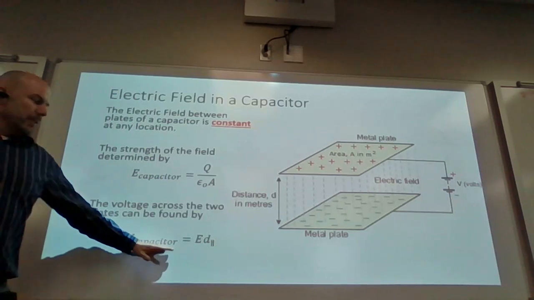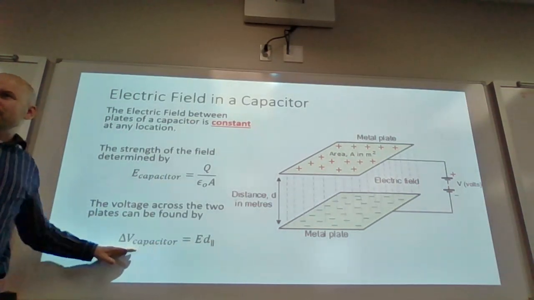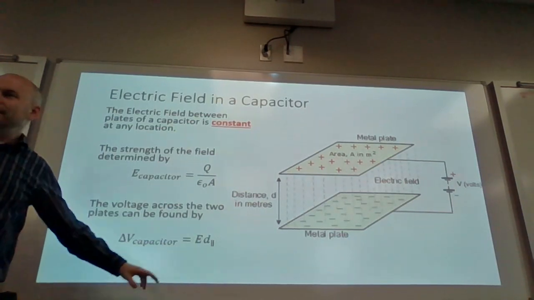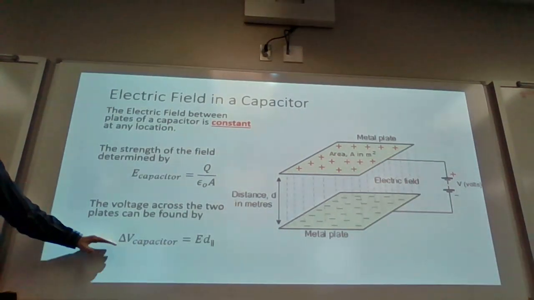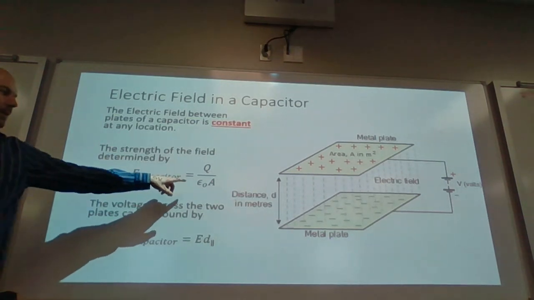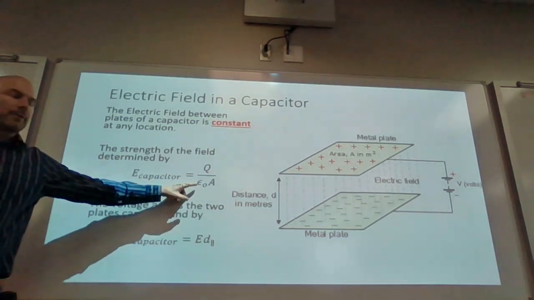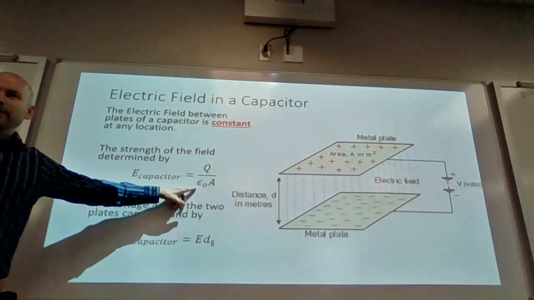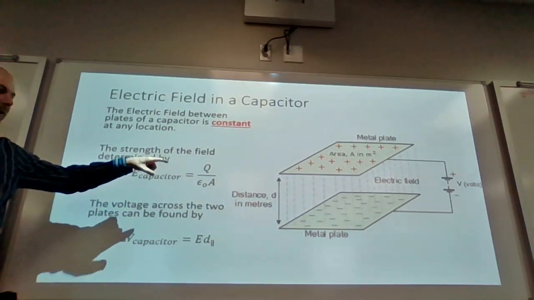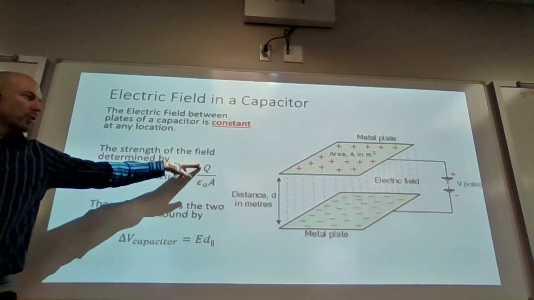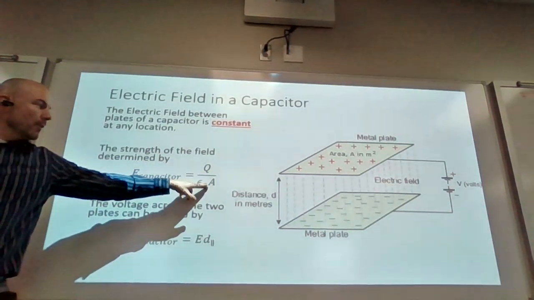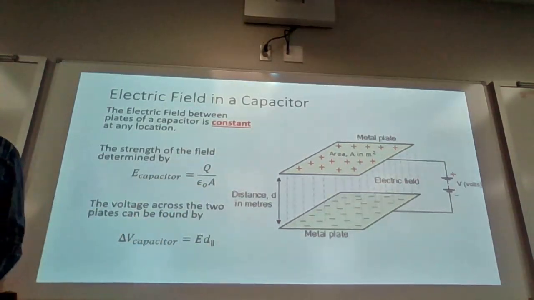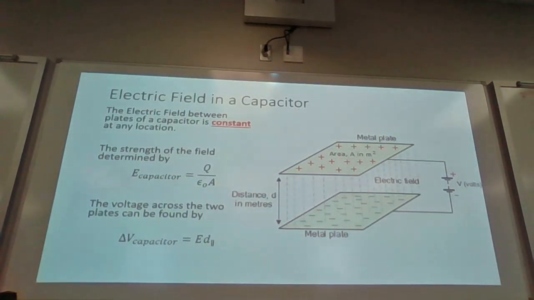We have this familiar equation: voltage is equal to electric field times the distance. This is the permittivity of free space, 8.85 times 10 to the negative 12th. The charge on one plate over the area of one plate is equal to the strength of the electric field.